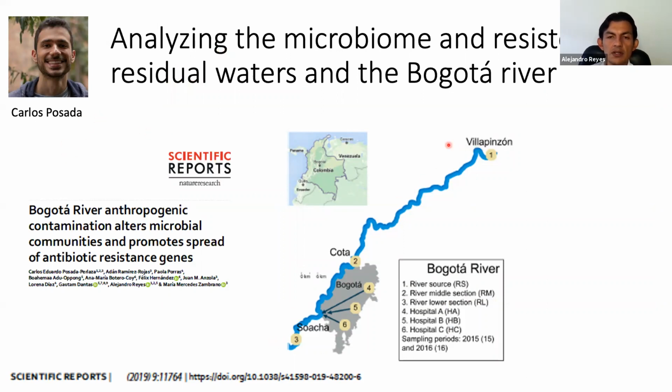So we have shown a little bit of animals, conservation, corals, environment, fermentation, food security, and now waters. So this was analyzing the microbiome and the resistome, in particular of residual waters and the Bogotá River. The Bogotá River is the main river crossing at the side of the city. Bogotá is a very large city in Colombia, the capital.